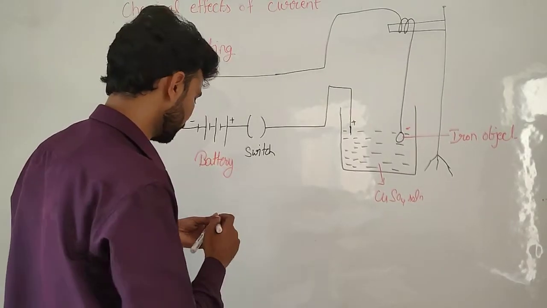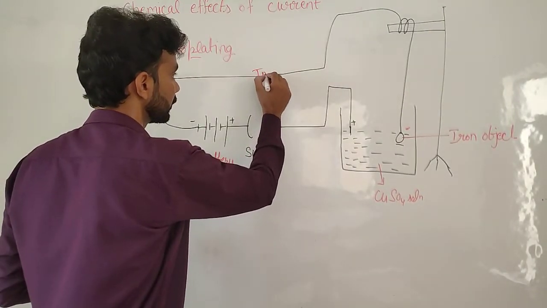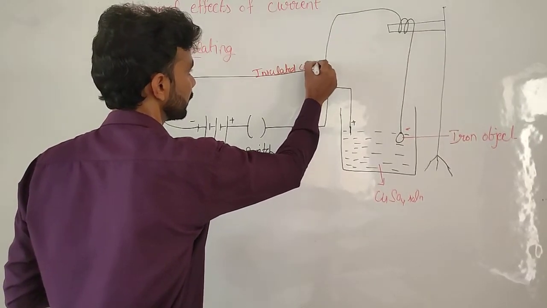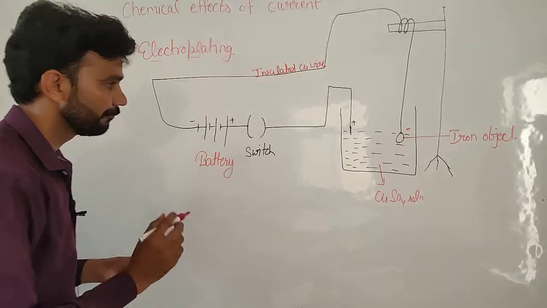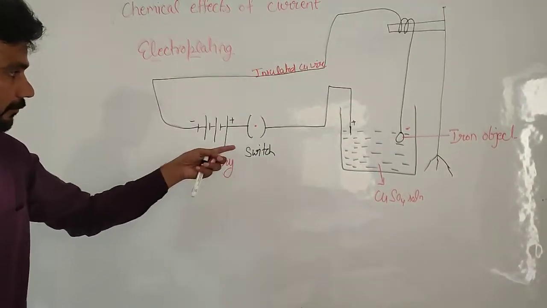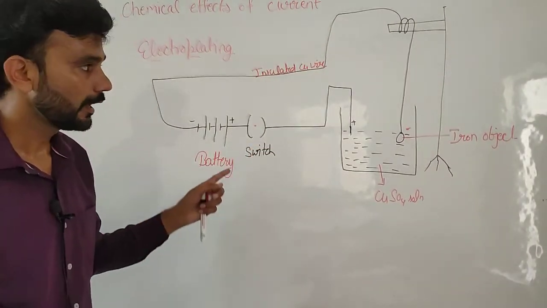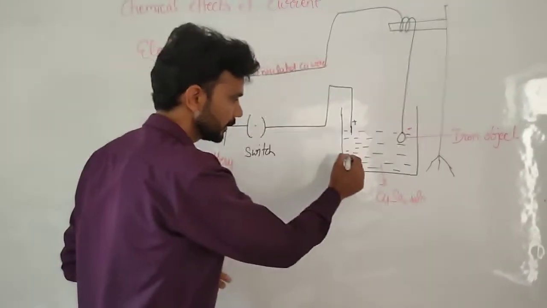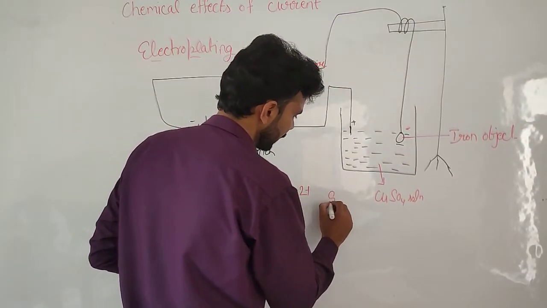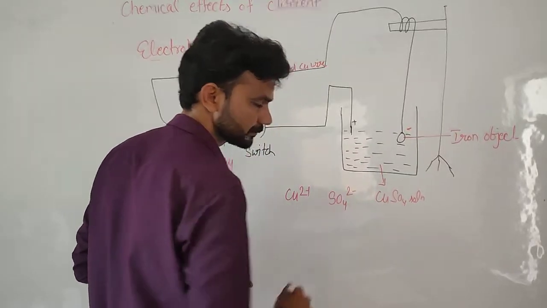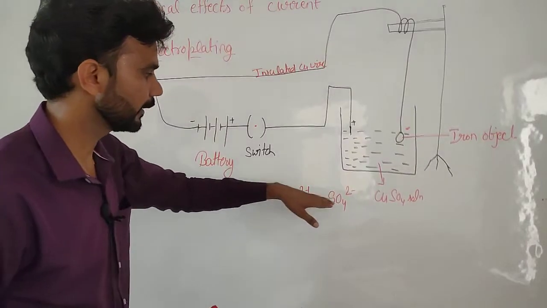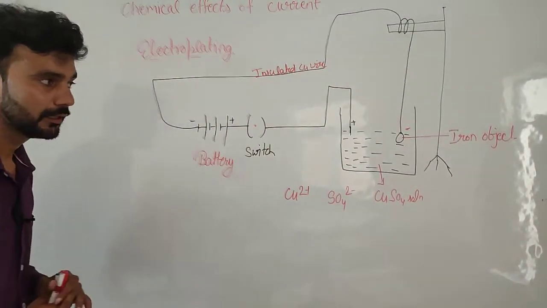This is insulated copper wire. When we press the switch, the current will pass through the circuit, and this CuSO4 will break into Cu2 positive and SO4 2 negative ions. Copper sulfate will break into Cu2 positive and SO4 2 negative ions.